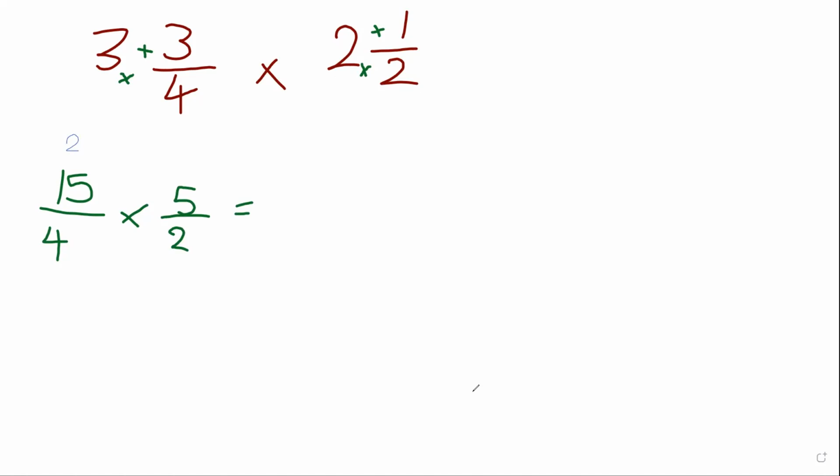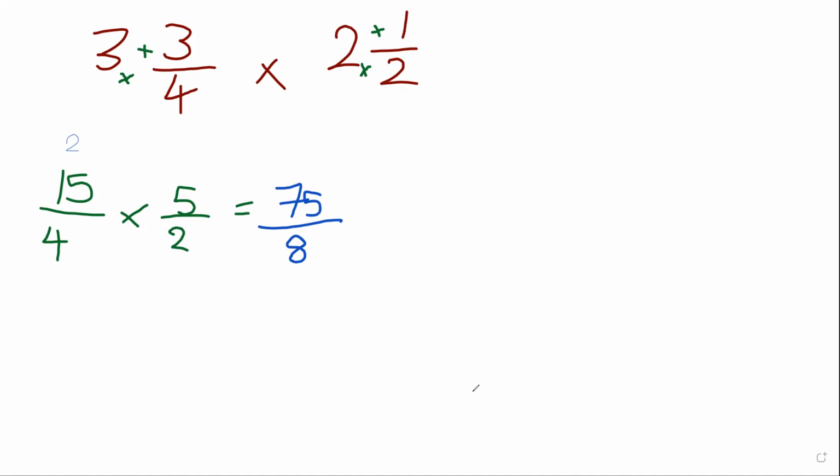Wait, but we have to multiply 15 by 5, right? 15 multiplied by 5 equals 75. Okay, 75. I want you to do it step by step. 4 times 2 equals 8. Now, is this the simplest form?